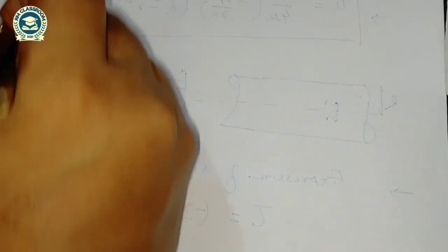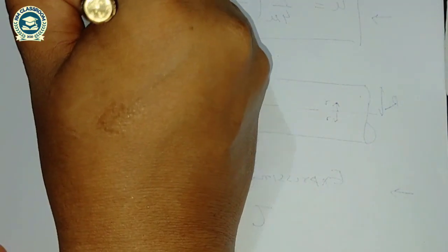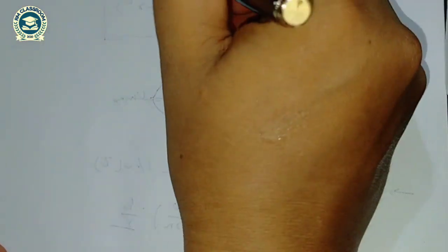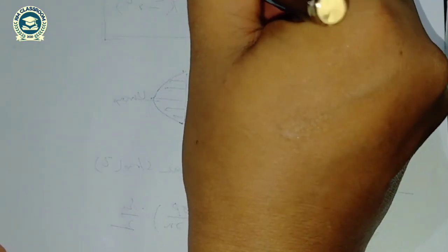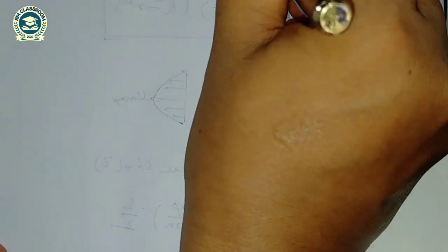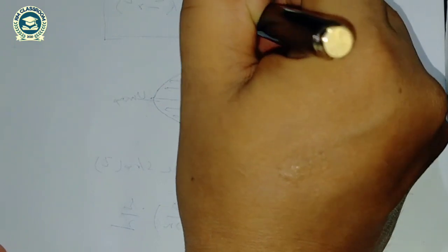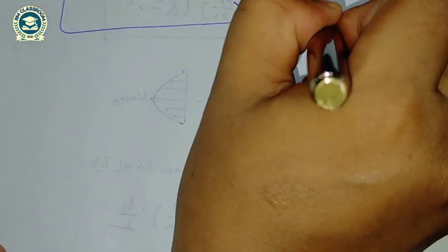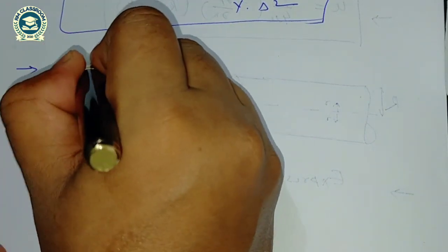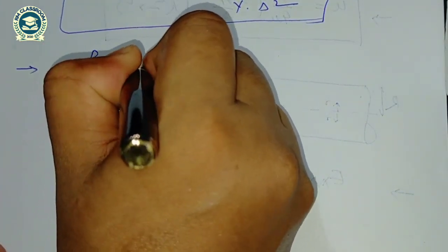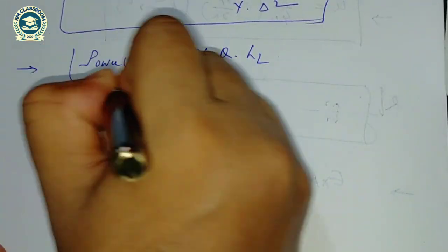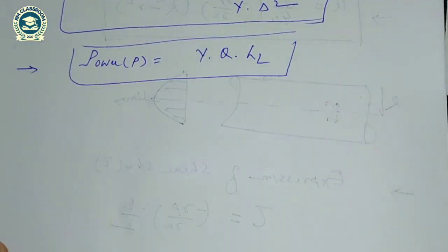Similarly, head loss in the circular pipe is 32 mu into U average into L divided by gamma into D square, and the power is equal to gamma into Q into HL. So this is all about the circular pipe.